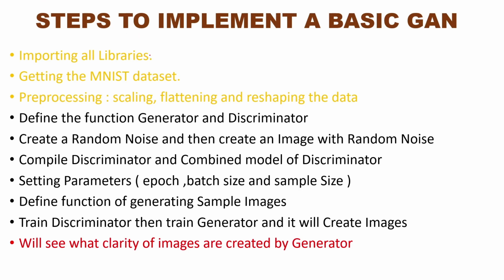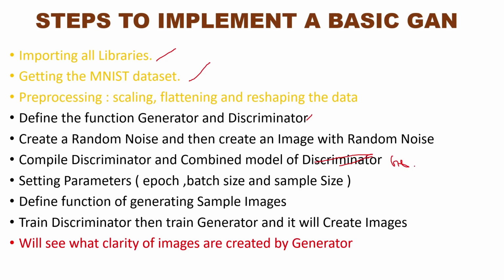First I will import all the libraries, TensorFlow, all the libraries which are required to create a neural network. Then I will get my MNIST dataset ready, which I will download from the internet. After that I will do some pre-processing on this dataset. I will do scaling, flattening or reshaping the data into the required format. Then I will define the generator and discriminator functions. And then I will create some random noise and convert this random noise into an image. Then I will compile my discriminator and compile the combined model of the generator.